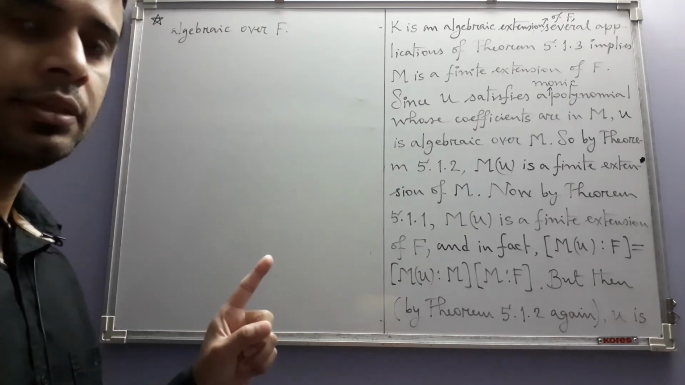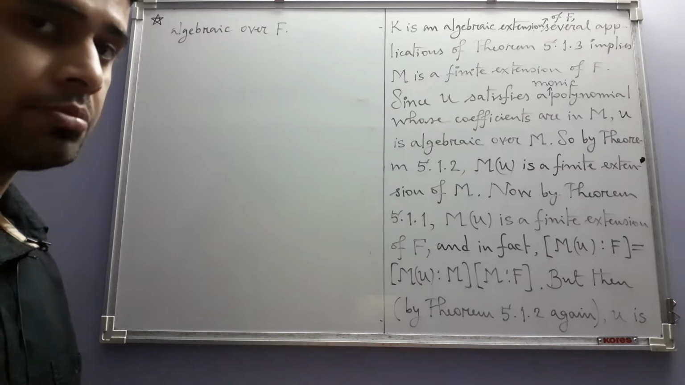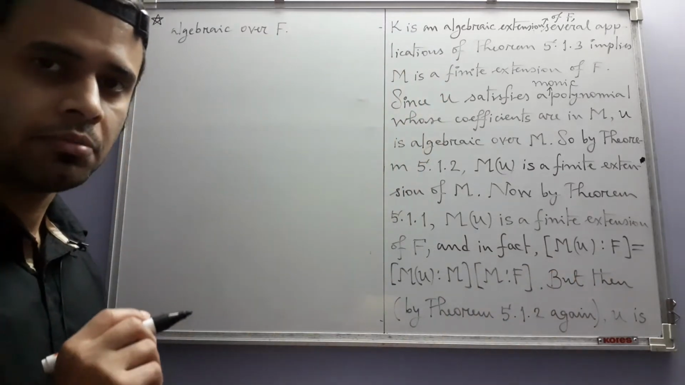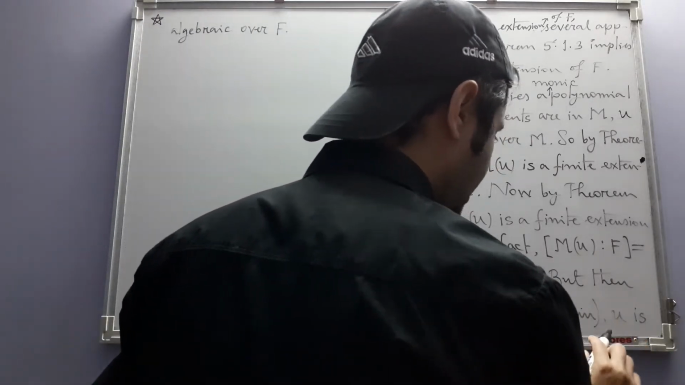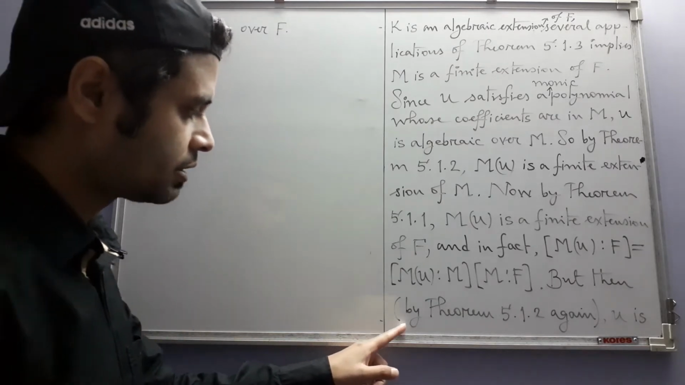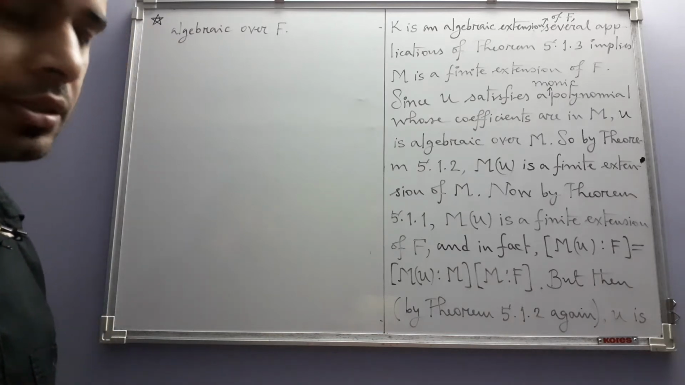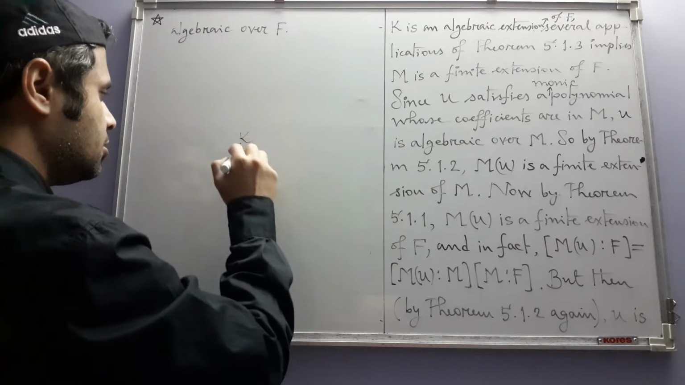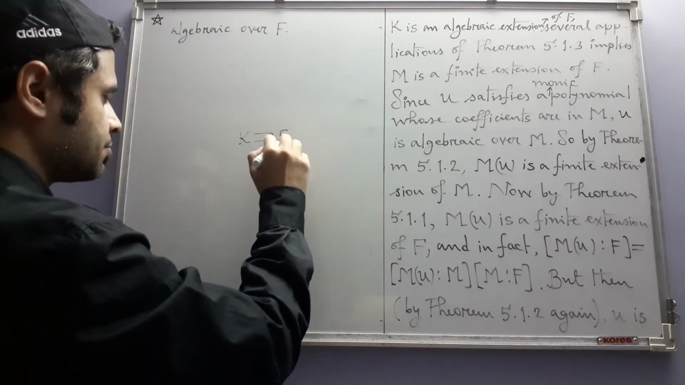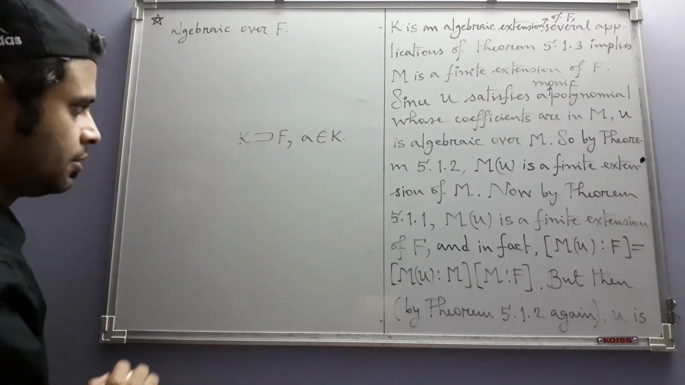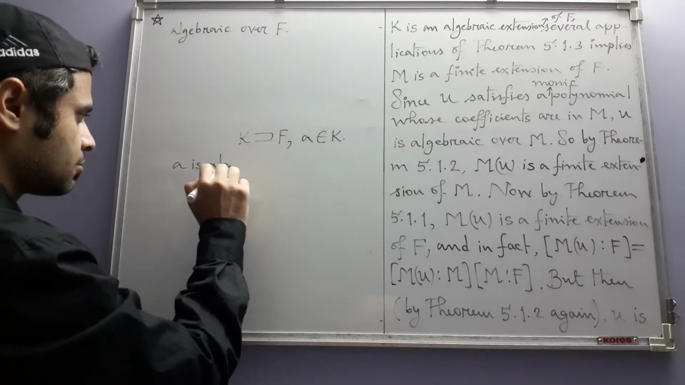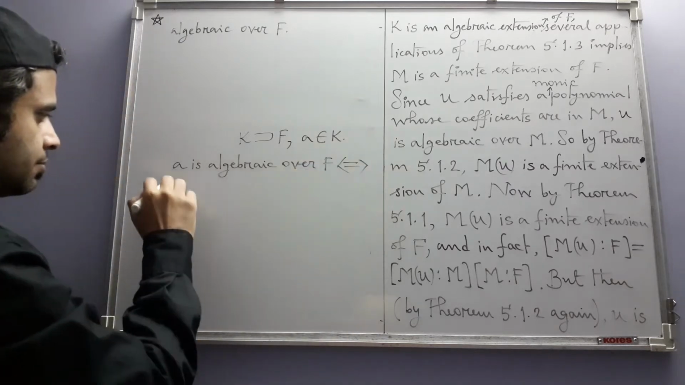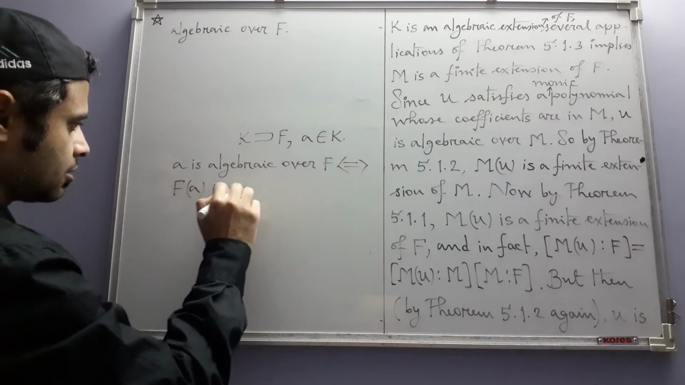Okay, before we proceed, let us be absolutely sure that we have actually proved the result. What have we concluded here? MU is a finite extension of F. And from that we are saying that U is algebraic over F, and we are simply saying that theorem 512 is implying this thing. Is it really that straightforward? Theorem 512 says this: K is an extension of F and A is an element in K. Then A is algebraic over F if and only if FA is a finite extension of F.